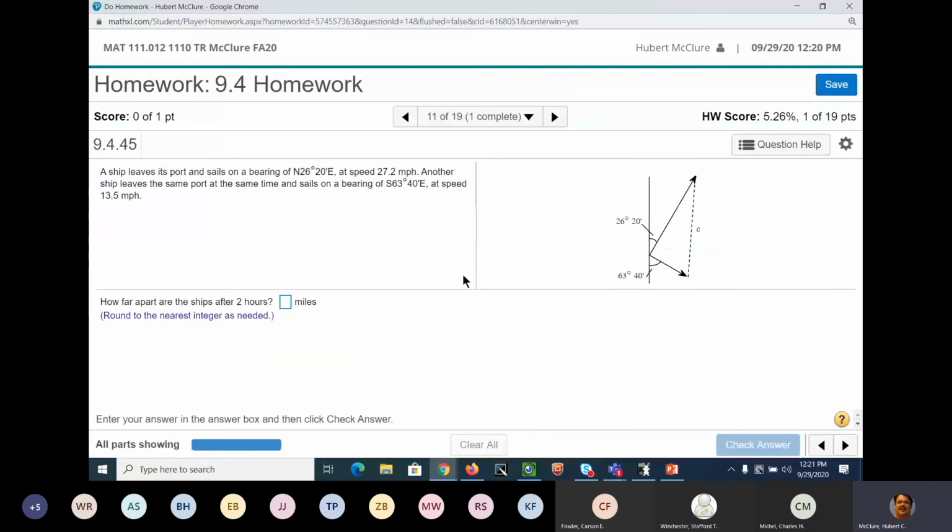There we go. So we've got a triangle, and I don't think they're asking, they may ask for an angle. I don't know. But if you add 63°40' and 26°20', that's 90 degrees. So this inside angle is 90 degrees. Now you don't know that yet, but you will. All right, so I've got an angle that's 90 degrees.